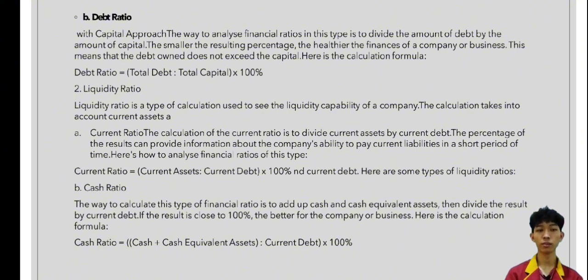Here are some types of liquidity ratio. Cash ratio. The way to calculate this type of financial ratio is to add up cash and cash equivalent and asset. Then divide the result by current debt. If the result is close to 100%, the better for the company or business. Here is the calculation formula. Cash ratio equals cash plus cash equivalent asset over current debt x 100%.